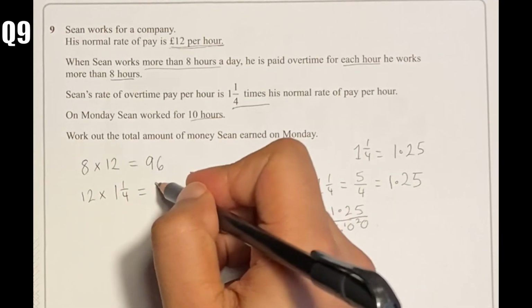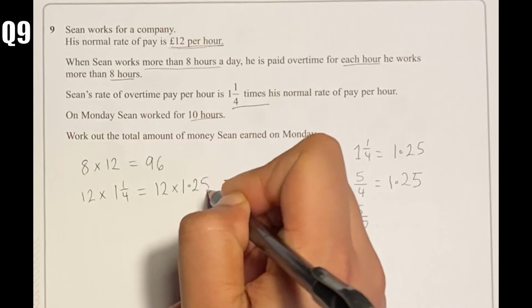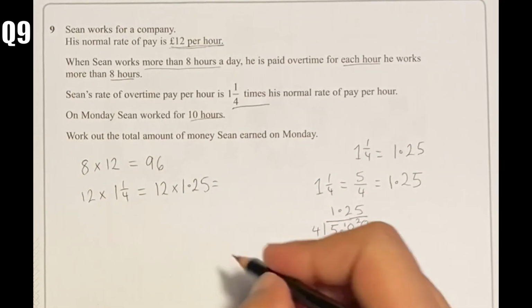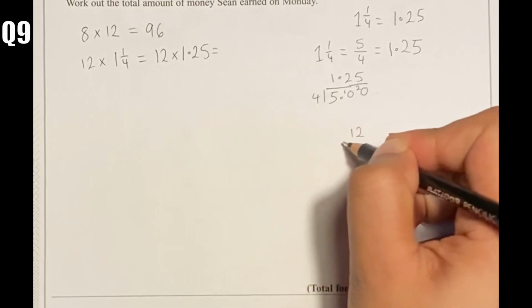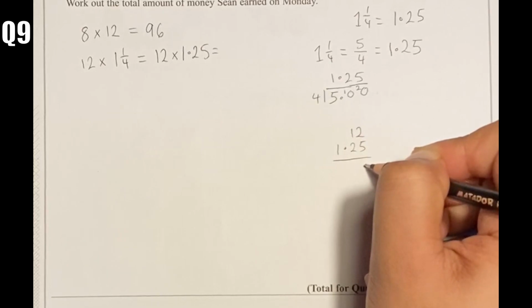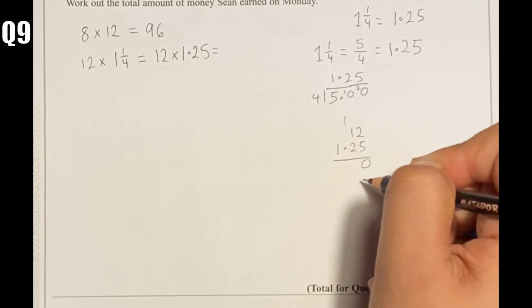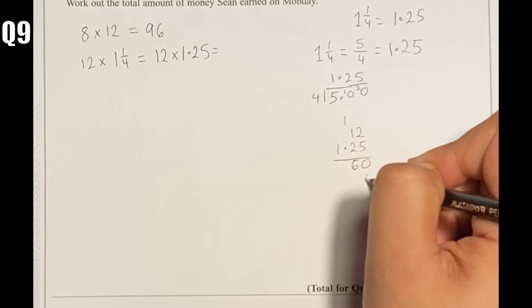So now that we know that, we can work towards multiplying this out. So 12 times 1.25. And then obviously you can use whatever written method you have. I'm just going to do it over here. So 12, and I want to put the 1.25 there. 5 times 2 is 10. Carry the 1. 5 times 1 is 5. Plus 1 is 6. And now next line down, so we put a 0.